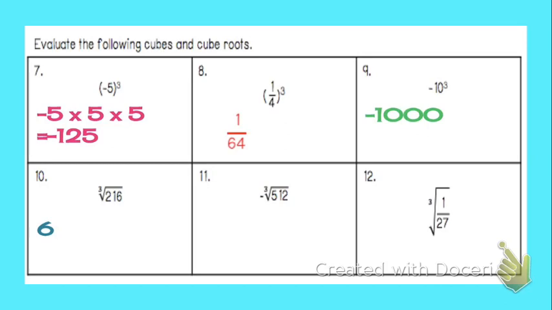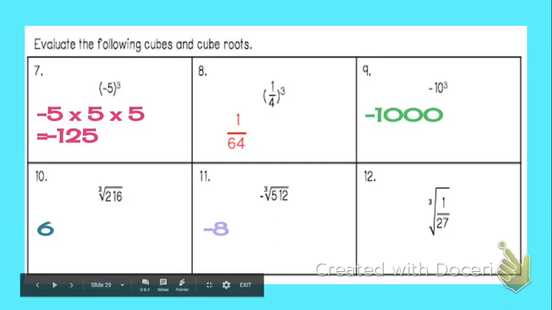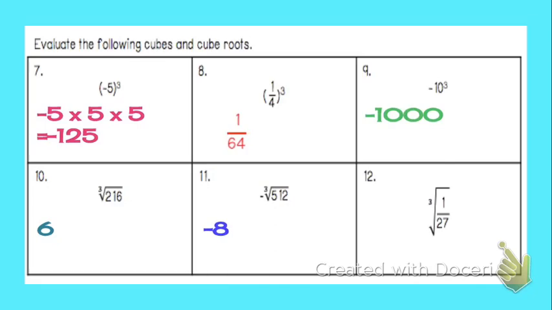Number 11, you're going to say negative cube root of 512. So what number would you multiply to itself 3 times to get 512? It'd be negative 8.